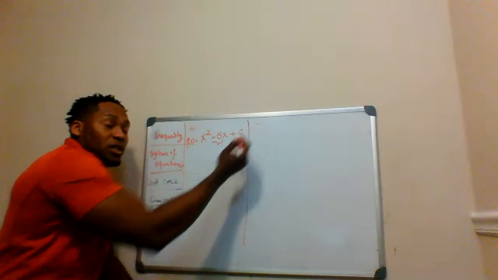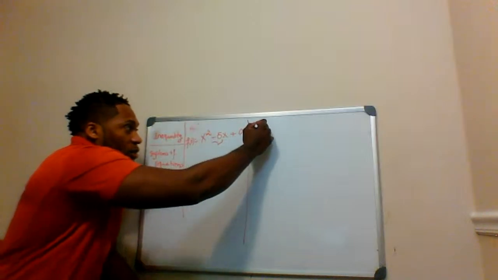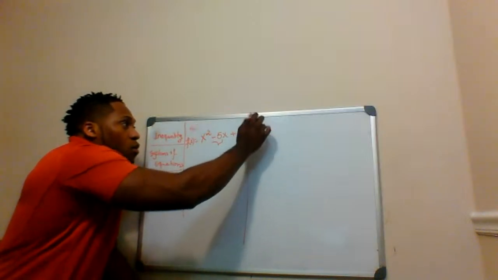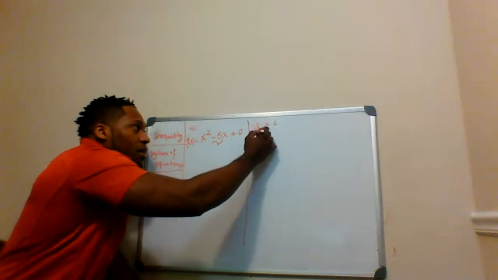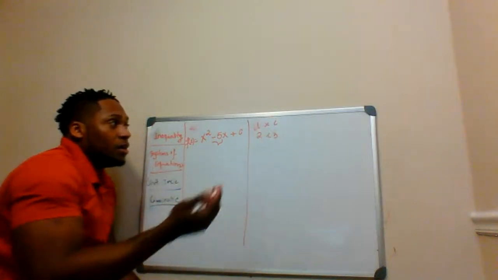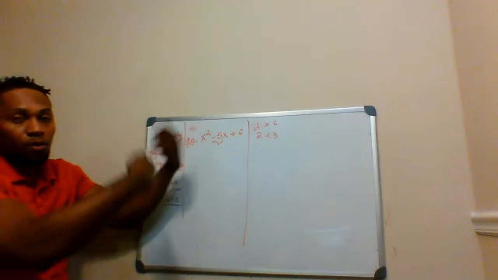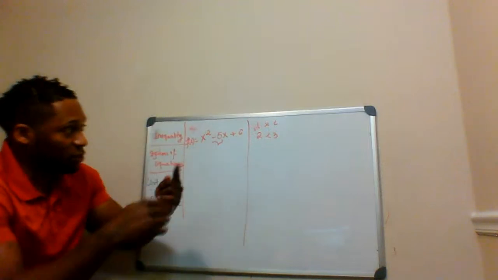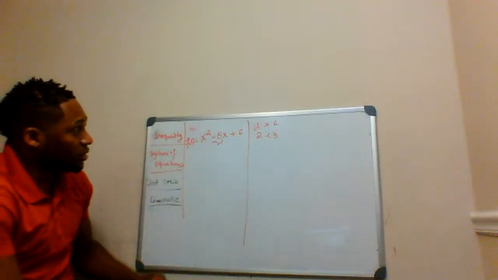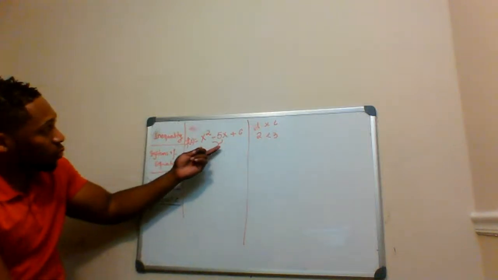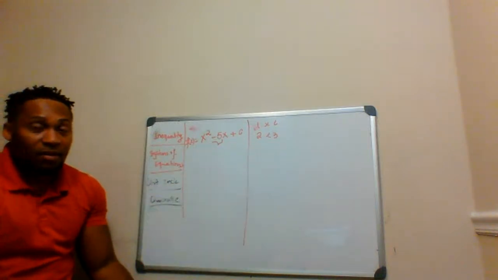So what are the multiples of 6? What are two numbers that can multiply into 6? So if I multiply 1 times 6, that gives me 6. 2 times 3 gives me 6. Those are the only combinations. So, 1 times 6 and 6 times 1 is the same thing. 2 times 3 and 3 times 2 is the same thing. Out of those, which one, when I add them together, gives me -5?